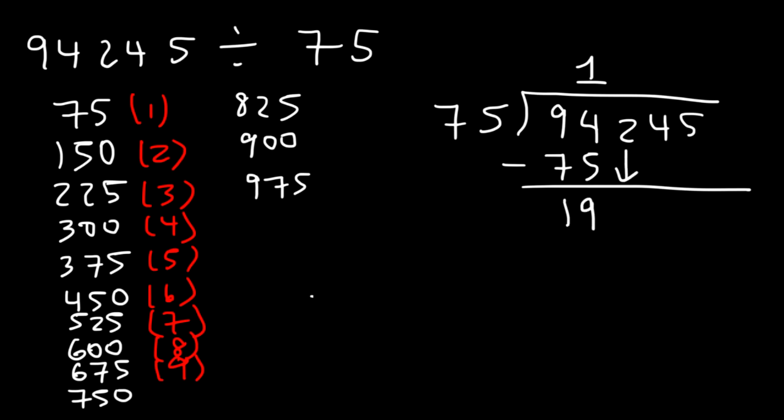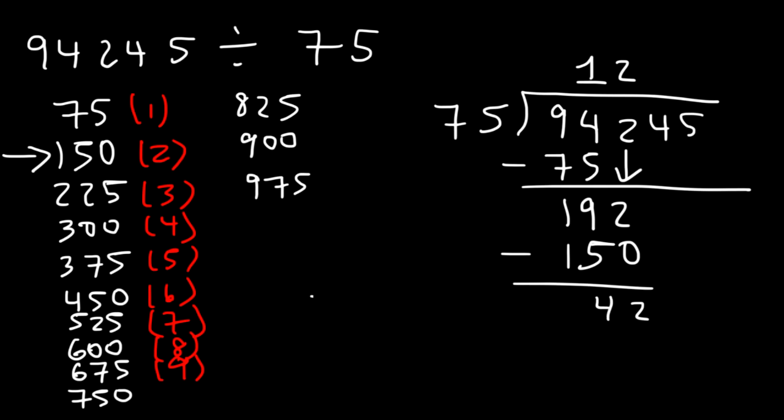Now let's bring down the 2. So how many times does 75 go into 192? Well, 3 is too much because 225 exceeds 192. So it's going to go into it at least 2 times. 75 times 2 is 150. And 192 minus 150, well, 2 minus 0 is 2. 9 minus 5 is 4, so it's 42.